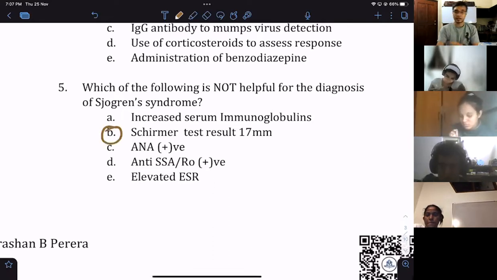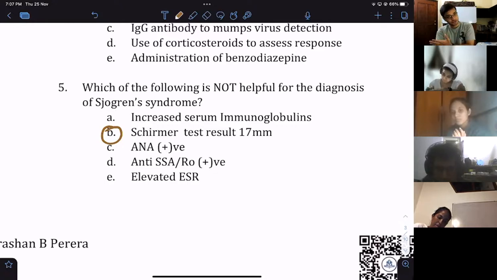Which of the following is not helpful? Schirmer's test, guys. Usually, if it is more than 15, it's usually normal. ANA positive can be there. Anti-Ro is good. Elevated ESR can be there. Increased serum Ig can be there, in immunoglobulins.